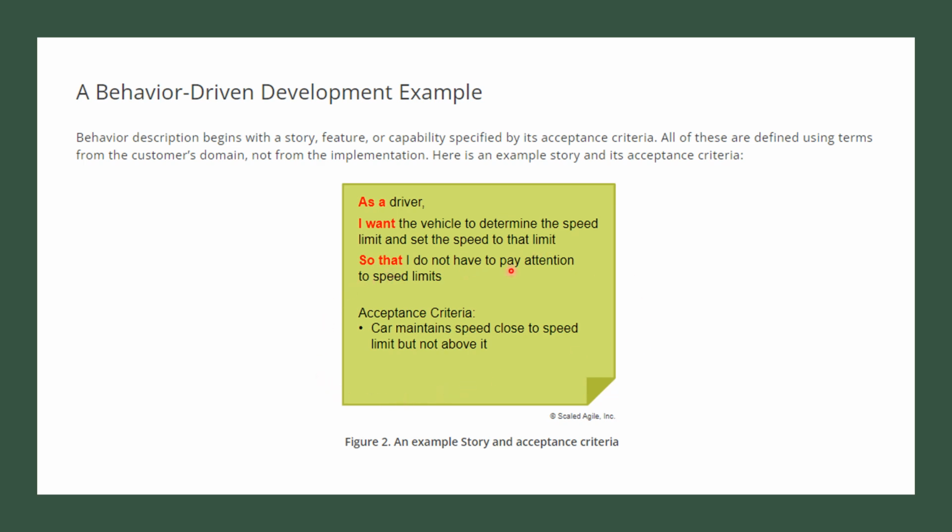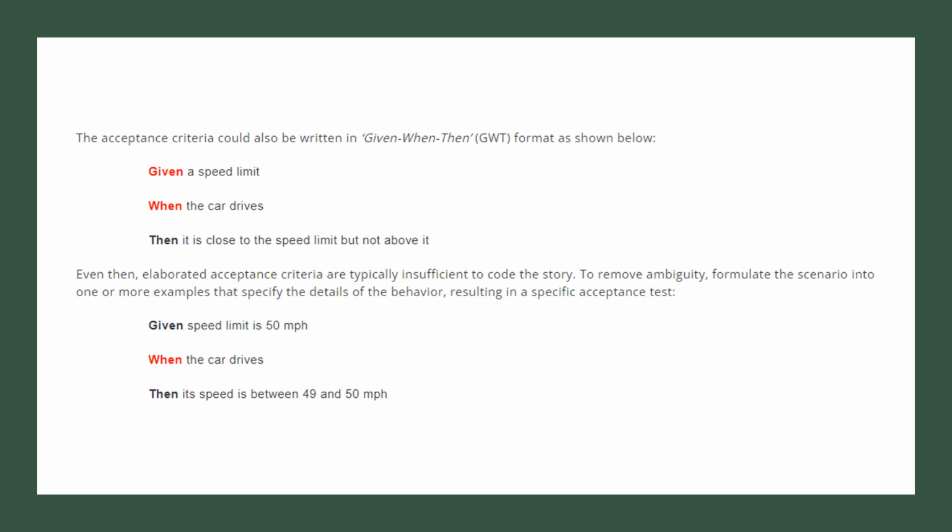Acceptance criteria goes like this: car maintains speed close to the speed limit but not above it, right? If the road sign says that 50 kilometers is the speed, the car should maintain either less than 50 or 50. It cannot go to 51 or 60. So that's the story here. What BDD recommends is that the acceptance criteria could also be written in GWT, which is given when then format. Given a speed limit, when the car drives, then it is close to the speed limit but not above it.